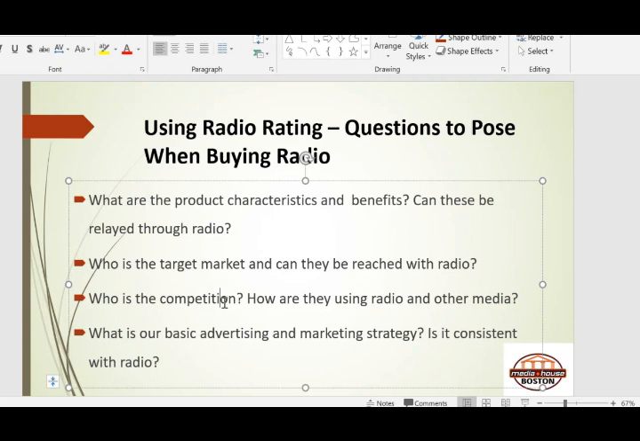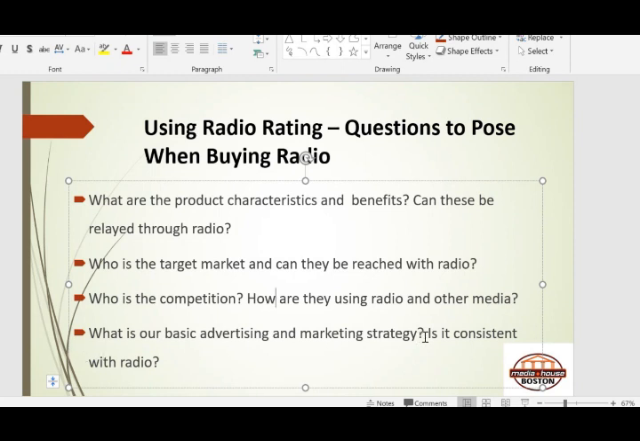Who is the competition, and how are they using radio, if they are in other media, to already, either successfully or unsuccessfully, advertise and promote a certain product, service, or brand? So what is your basic advertising and marketing strategy, right?